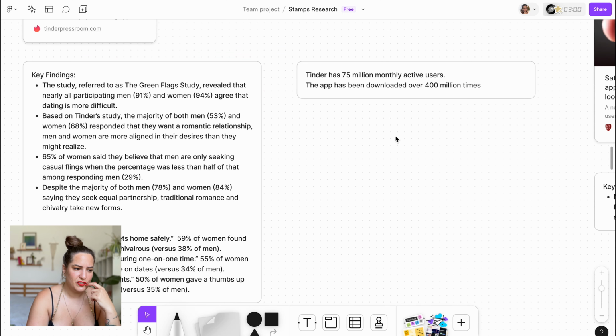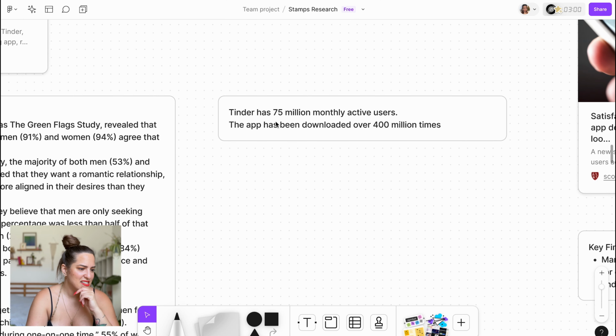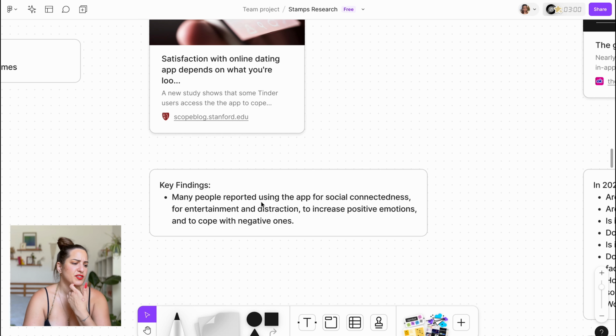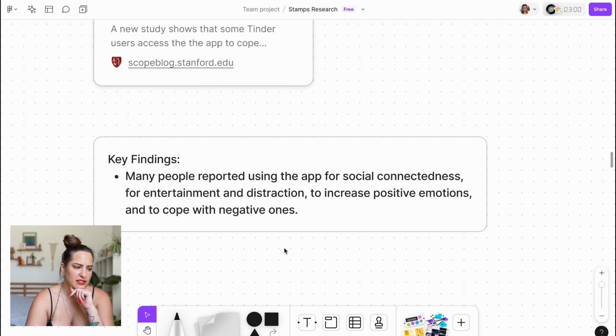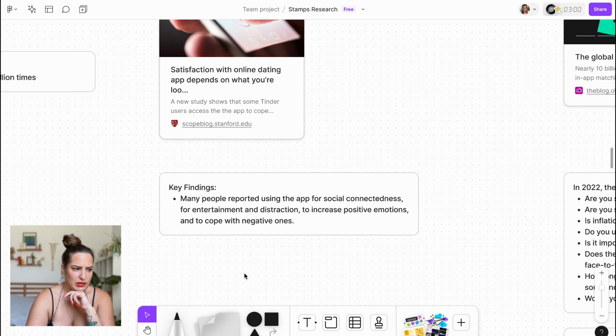What was interesting for me is that Tinder has 75 million monthly active users and it's downloaded over 400 million times. Interesting. Another one that was really interesting for me on Tinder is that many people reported using the app's social connectiveness for entertainment and distraction, to increase positive emotions and to cope with negative ones.